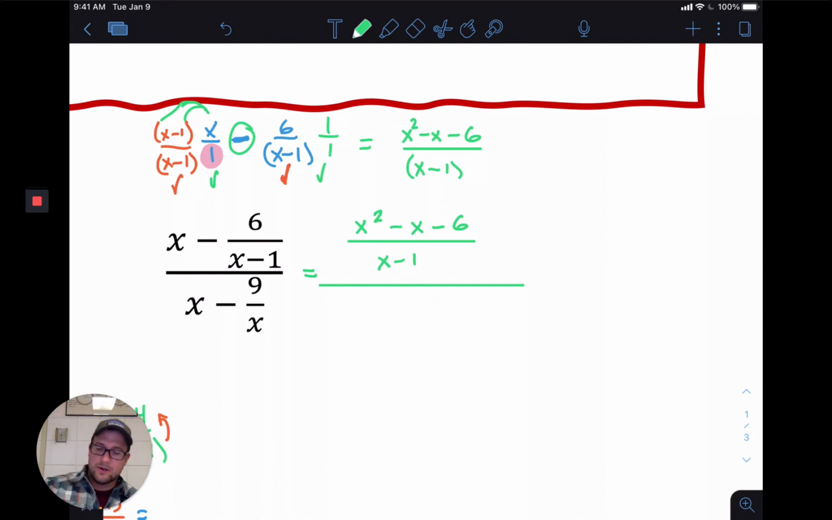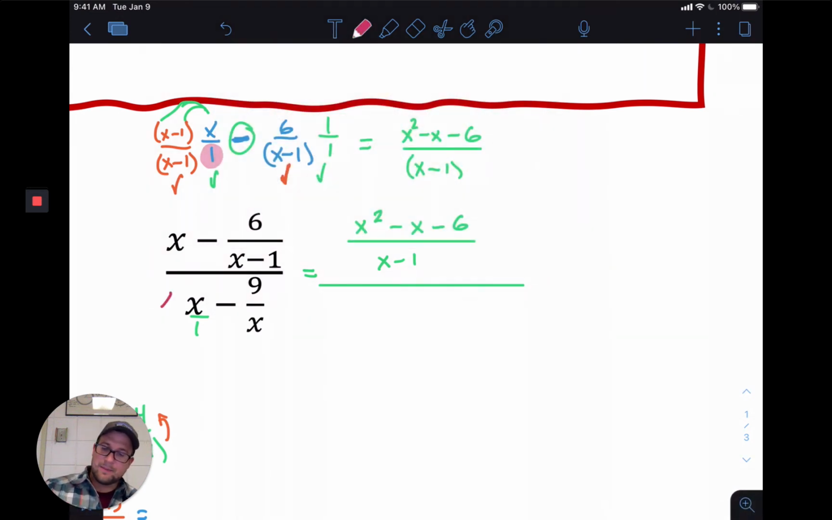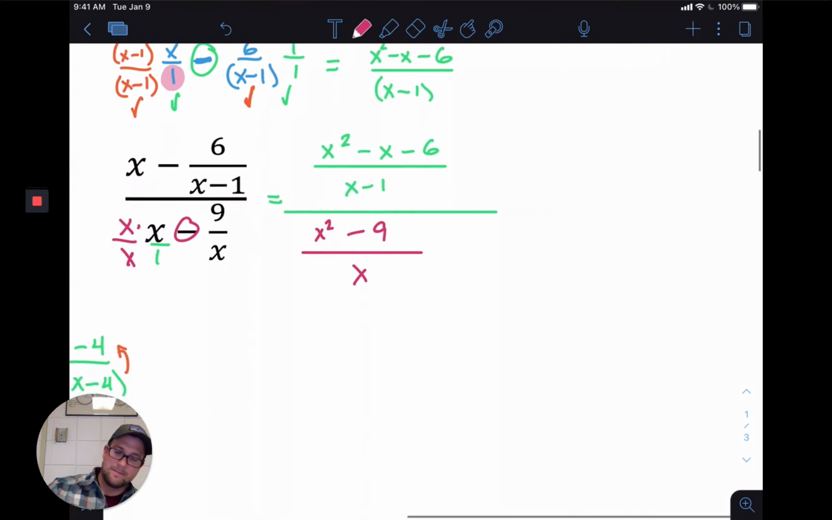In our denominator of that fraction, let's make this into x over 1. Now we will multiply to get a common denominator by x over x. So we will end up with x squared, because that's x times x, minus 9 over x when we combine those fractions together. Now we should factor the top and the bottom, and we'll rewrite it as a division problem.